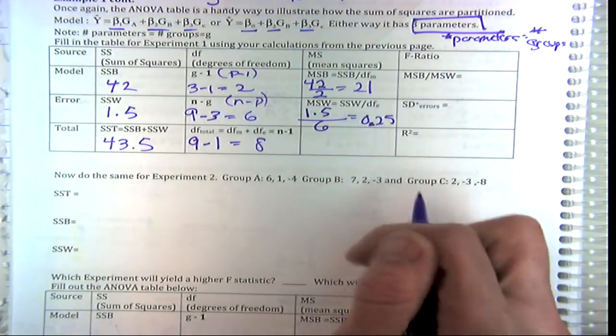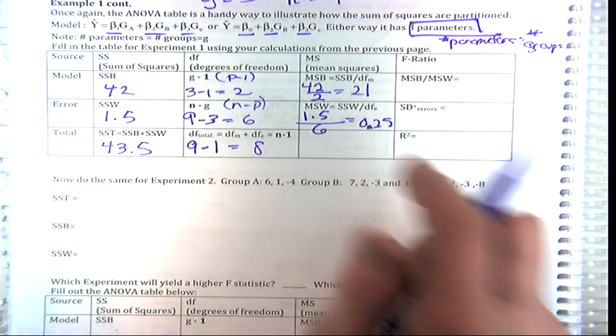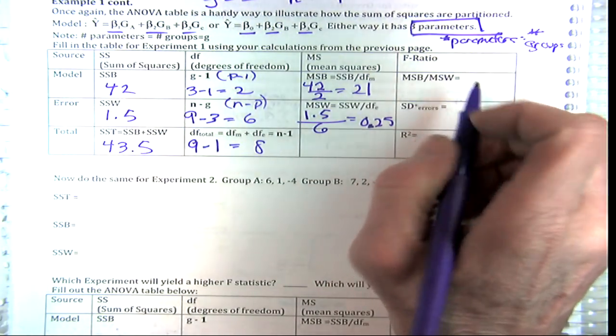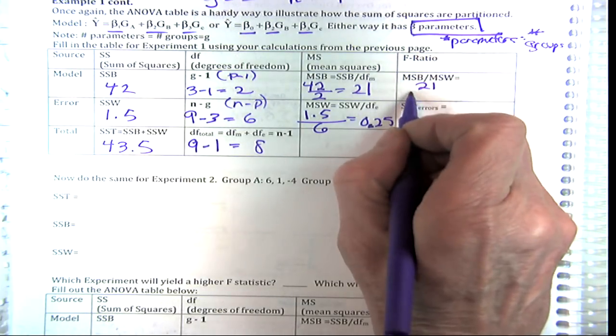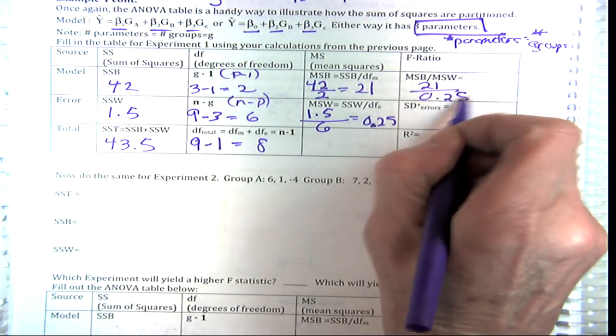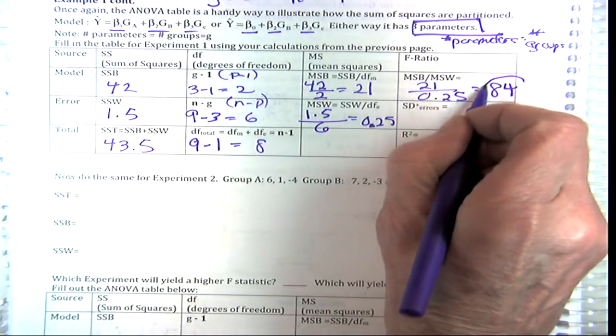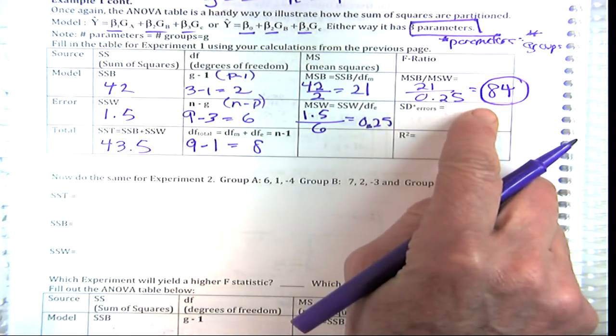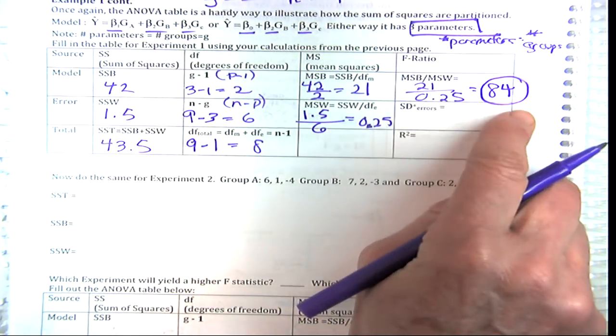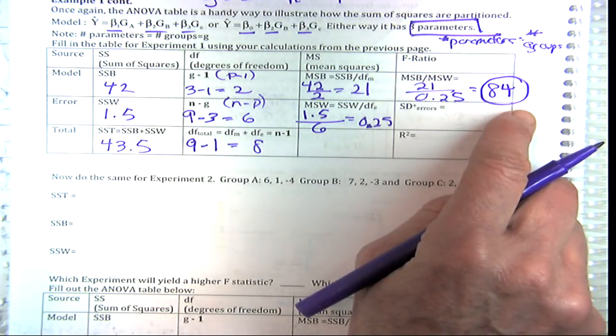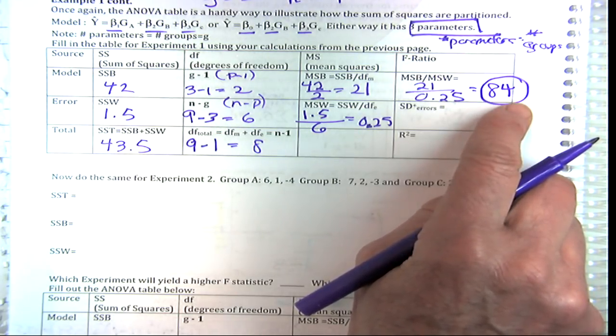And then to get our F ratio, what do we do? It's the ratio of those two. So it's 21 divided by 0.25, which is 84. And that should jump out at you as a huge F, because remember, when the null is true, we should expect about 1, and look what we got.